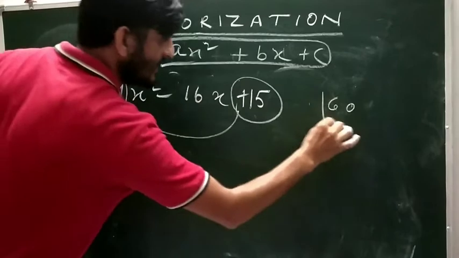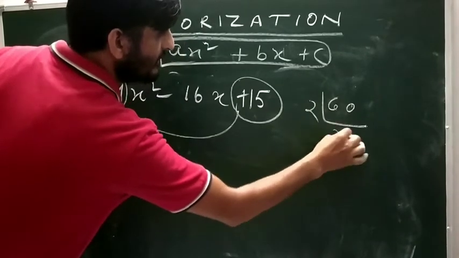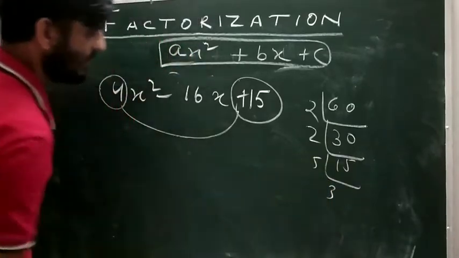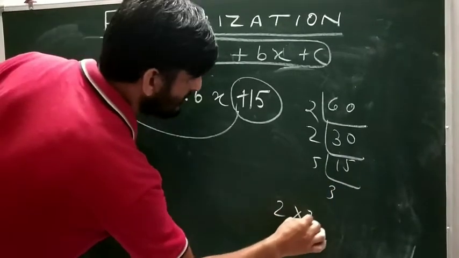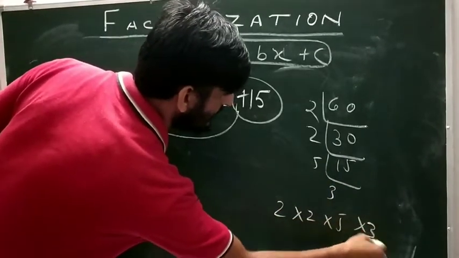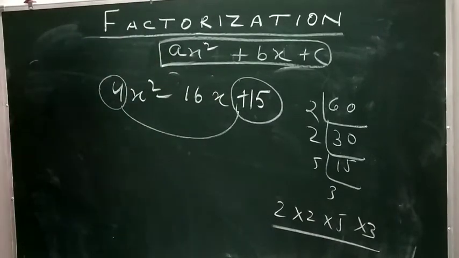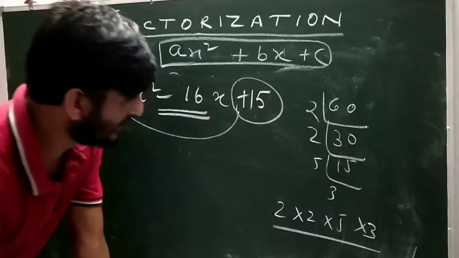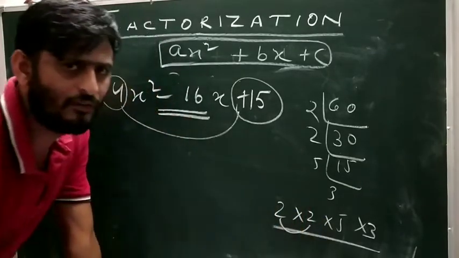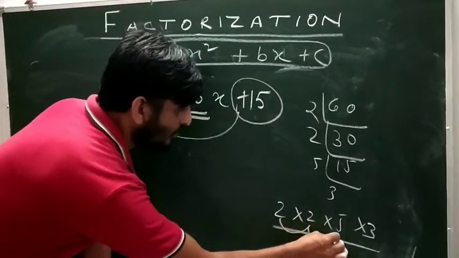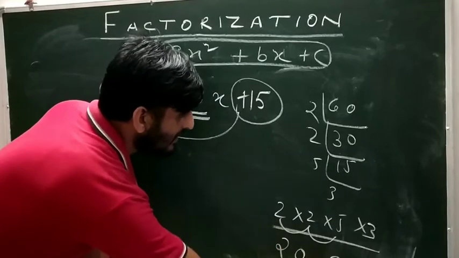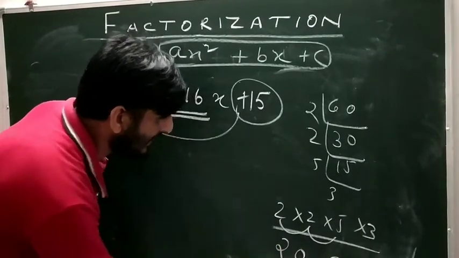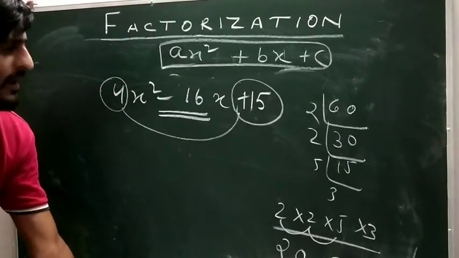Okay, try to understand. 2 30s are 60, 2 15s are 30, 5 3s are 15. We are getting 2 multiplied by 2 multiplied by 5 multiplied by 3. Now we need a result of addition and subtraction for 60. So how can we write? 2 2s are 4, 4 5s are 20, and 20 and 3. Addition and subtraction will lead to a result of 17. It will not be our answer.